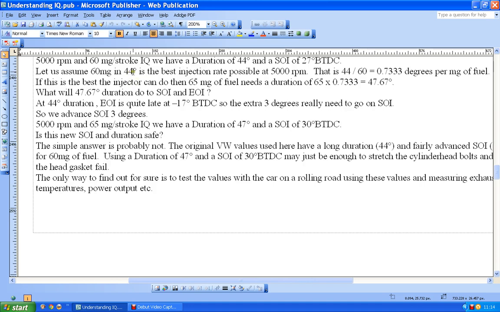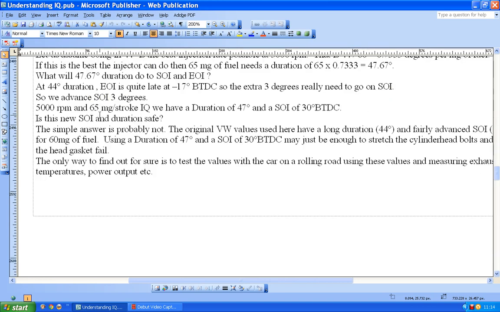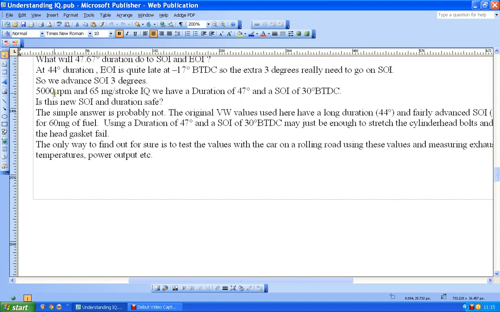This is going to automatically advance the start of injection 3 degrees whether I want it to or not. So I might as well make an allowance for it so that it can start 3 degrees earlier, because I run the risk of it trying to do that regardless. It may not do it if there aren't any maps to allow it though, and there's always a problem with that. Some maps seem to allow modifications that seem to be outside the scope of the map and others don't. So you never know for sure until you try. But let's assume we know we've got to go for an extra 3 degrees, so we advance start of injection 3 degrees. So now we've got 5,000 revs, 65 milligrams.